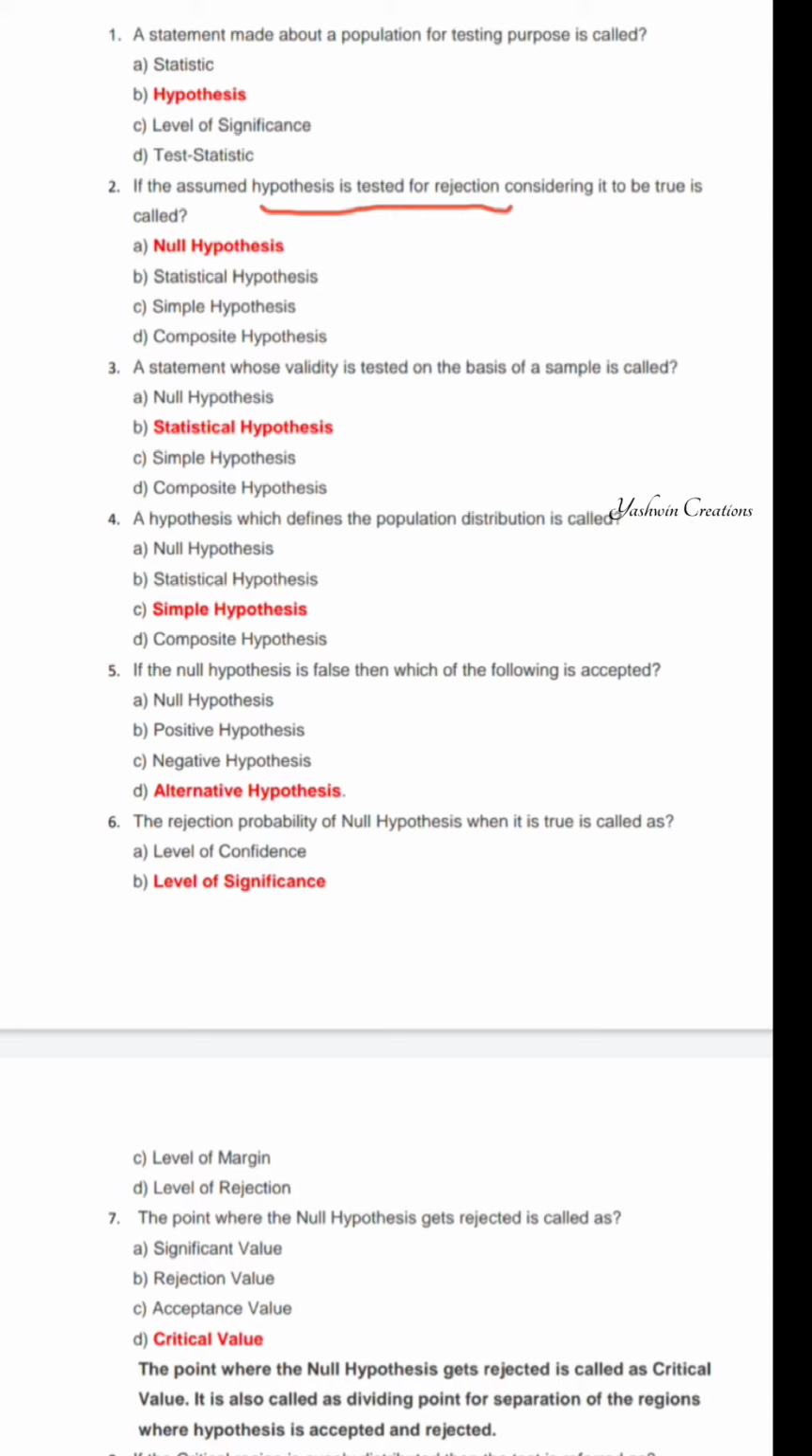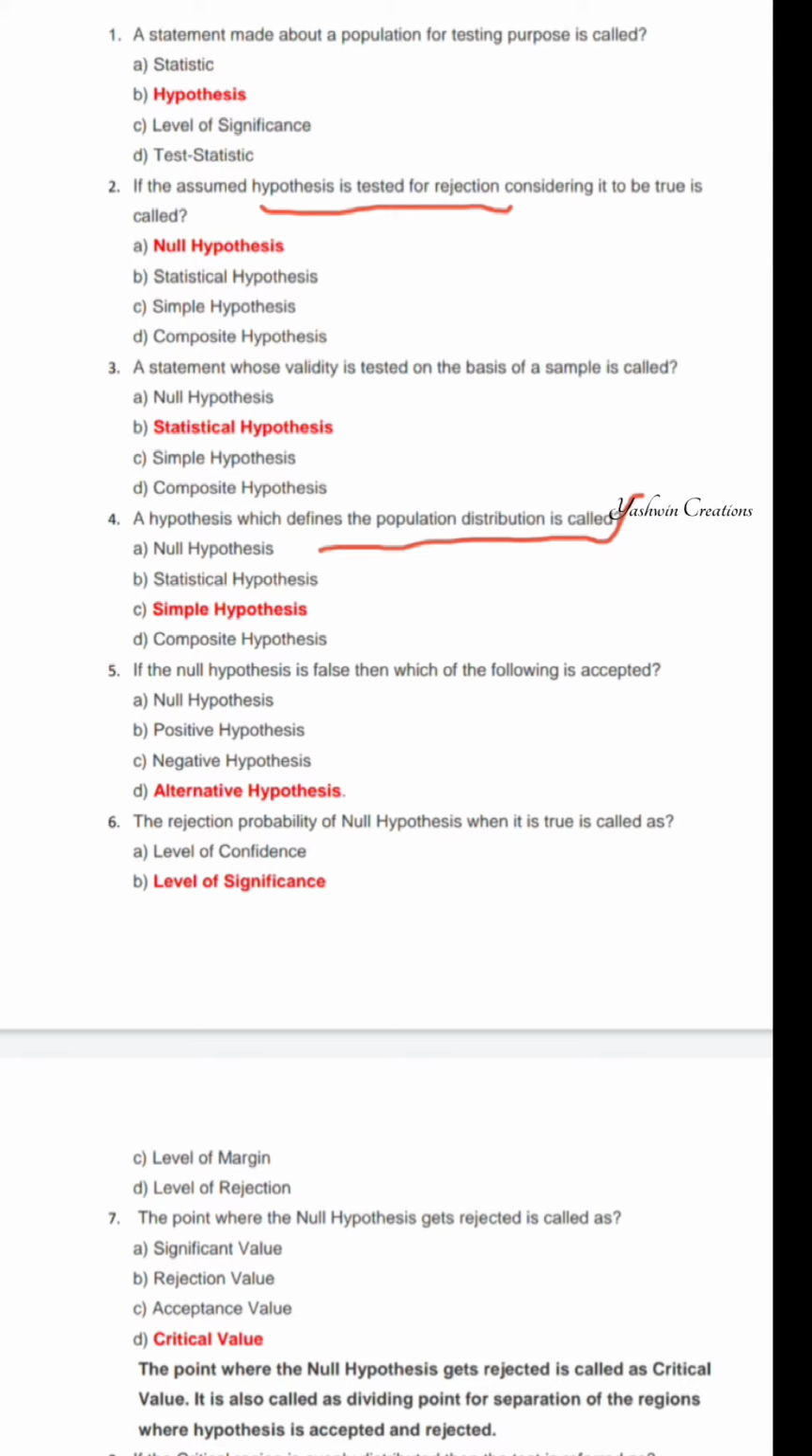A hypothesis which defines the population distribution. So, a hypothesis which defines the population distribution is called simple hypothesis. It is defining what the population distribution is. It is a simple hypothesis. If the null hypothesis is false, then which of the following is accepted? That is, if null hypothesis is false, then the alternative hypothesis is accepted.